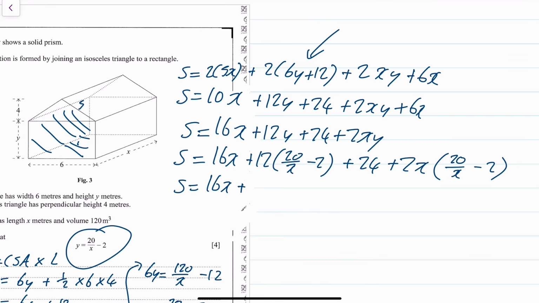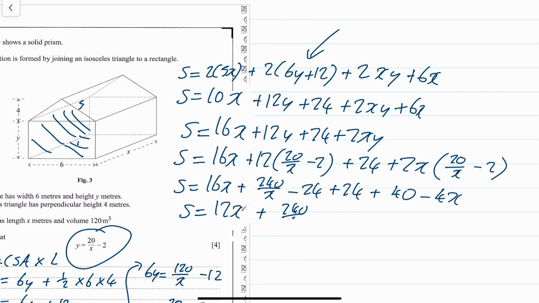Tidy up the 16x. That's going to be 240 over x minus 24 plus 24 plus, and then that's going to be just 40 minus 4x. It's a mess, but it can be tidied up. 16x minus 4x is 12x. And then I've still got my plus 240 over x, and my 24 and my minus 24 cancel. So plus 40, that's what we have. Lovely.